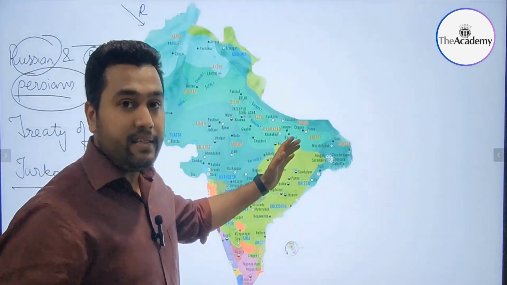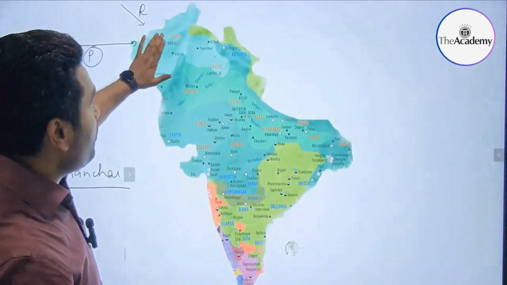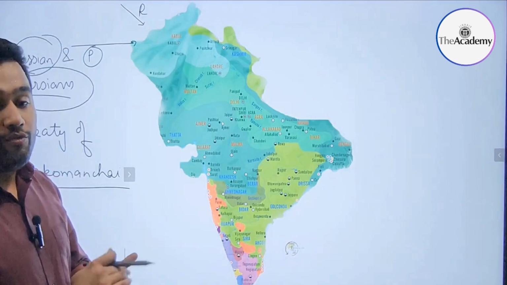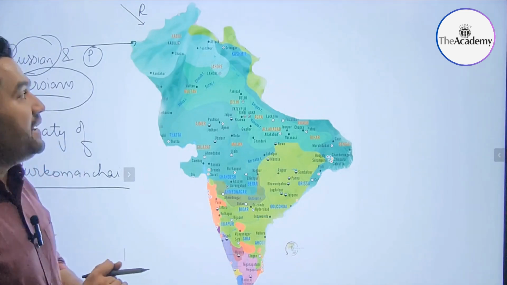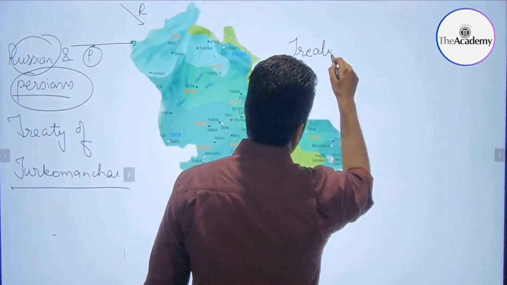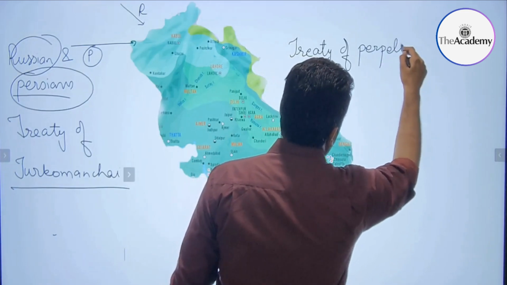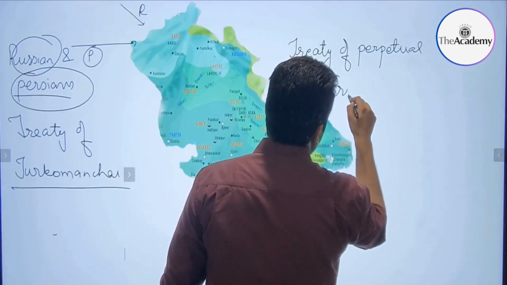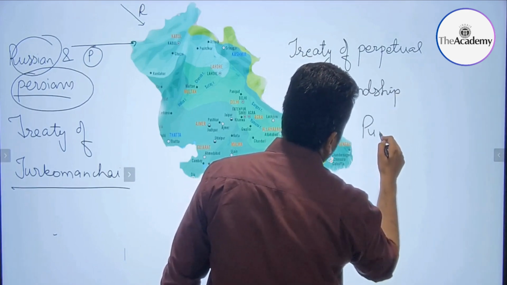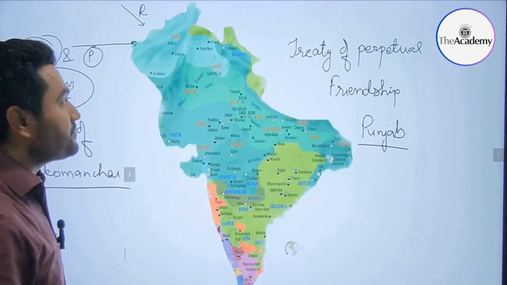And therefore in the 1830s, we had William Bentinck worried about the northwestern frontier. Such was the worry of William Bentinck that he would sign a treaty of perpetual friendship with Punjab. Let us understand the northwestern frontier.